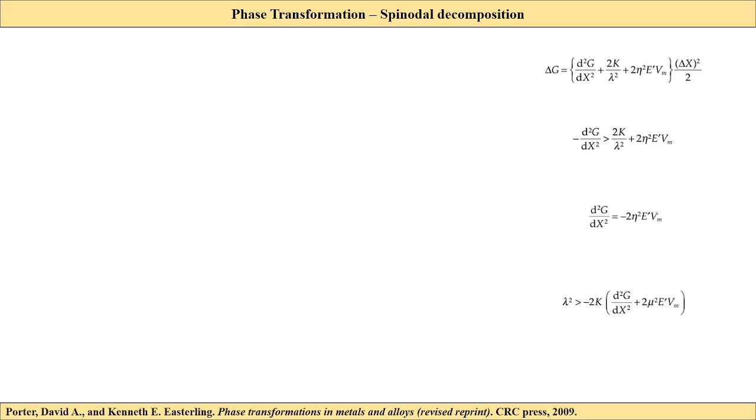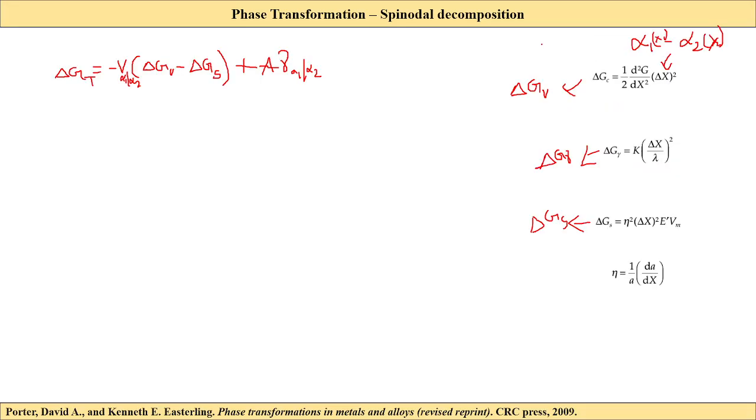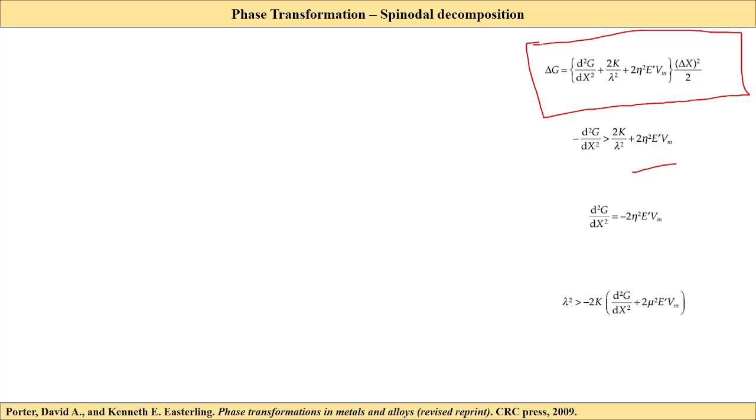Now what does this relation say? This relation tells me that this is my total energy. It's nothing but the sum of these three terms: delta Gc, delta gamma, and delta G strain. If I add these three types of energies, it will form that relation.